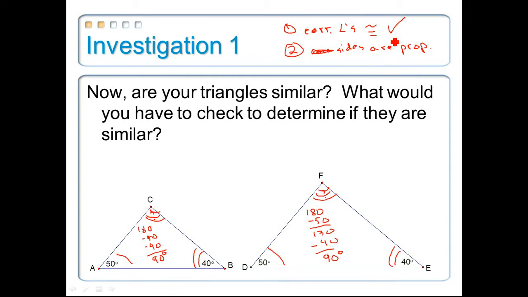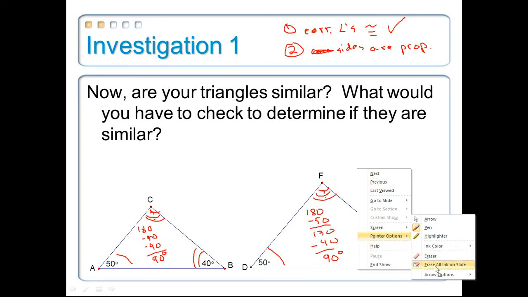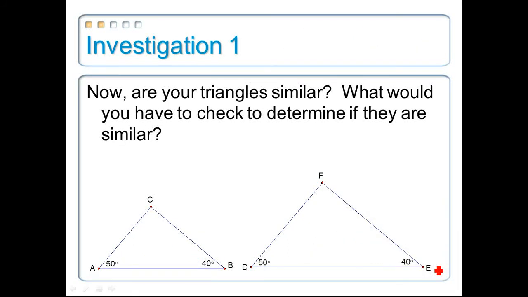So let me clean this up, and we'll come back and we'll talk about the sides. We have to do the sides are in proportion. So if I go here, I'm going to erase it all. So we already proved the first step. The first step up here was, there we go, the corresponding angles are congruent. That we worked. Now we're going to check this one, that the sides are proportional.